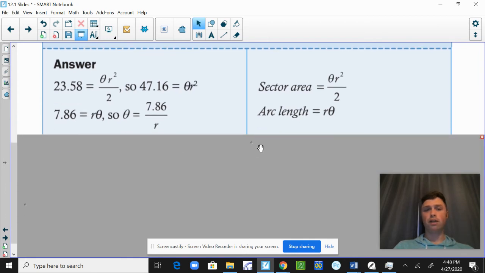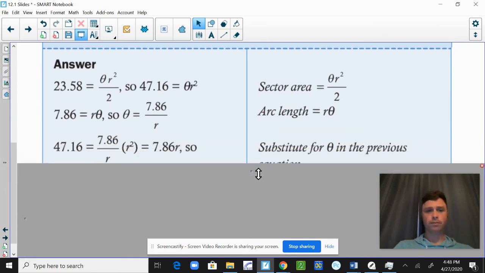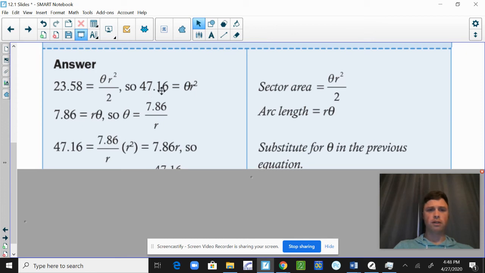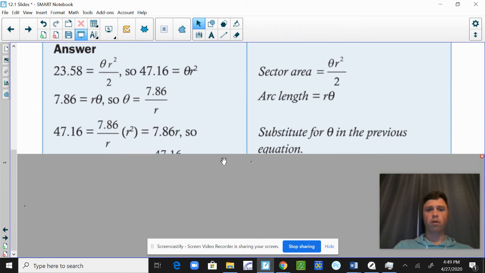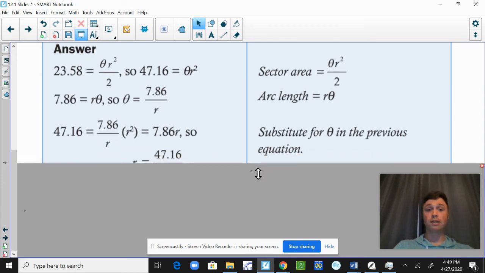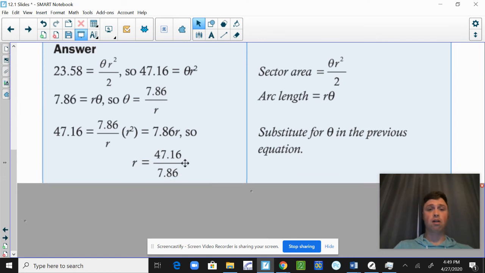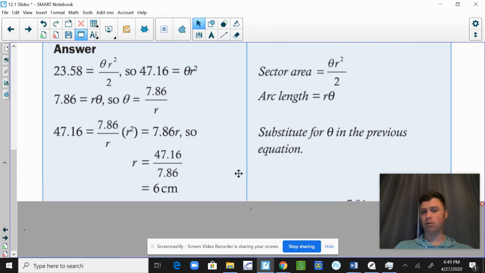So if I go ahead and just make that substitution, it's going to look like this. 47.16 is equal to theta r squared. Theta is worked out from the other equation, 7.86 over r. So we just plug that in for the theta right here. The r's are going to cancel out. So an r squared and an r reduces to just r. So we wind up with this equation, 47.16 is equal to 7.86 r. We can divide by the 7.86 and get our value for the radius. That's going to be 6 centimeters.